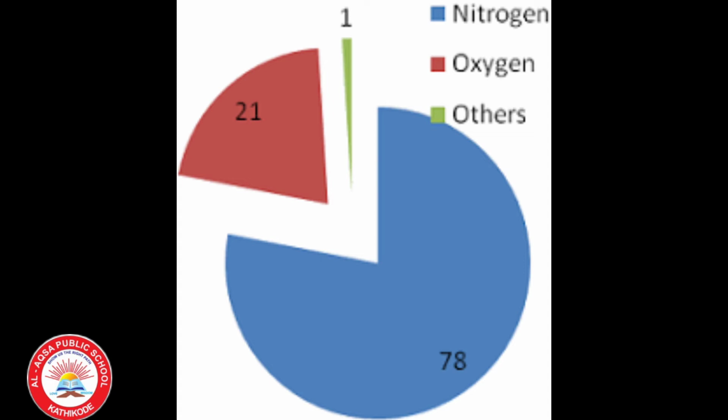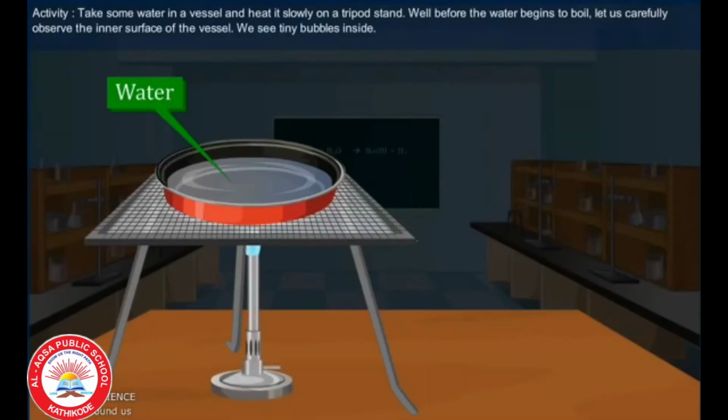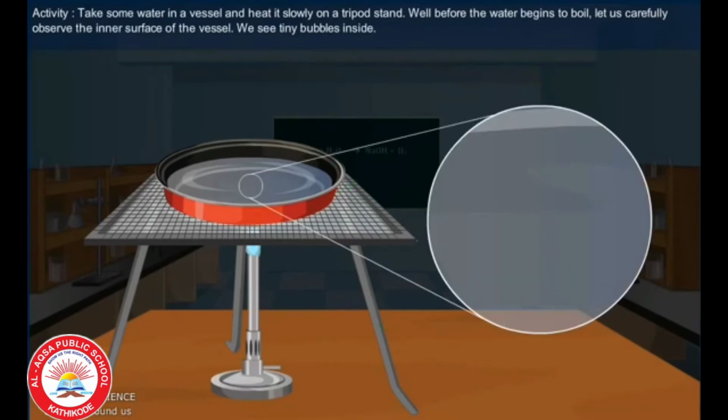Now let us move on to the next topic. How does oxygen become available to animals and plants living in water and soil? Let us do one activity. Take some water in a glass vessel. Heat it slowly on a tripod stand.